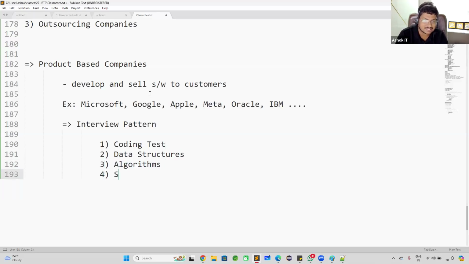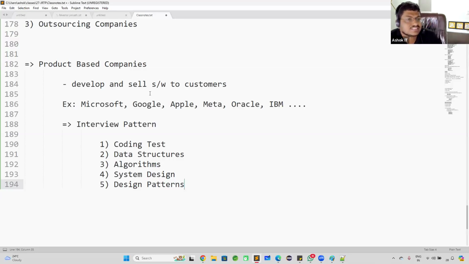They will ask questions on system design and on design patterns. This is the interview pattern you can see when you go for a product-based company. They don't ask you anything related to theory. Theoretical questions will not be there here. Everything is related to coding, practical, data structures, algorithms, system design, design patterns.